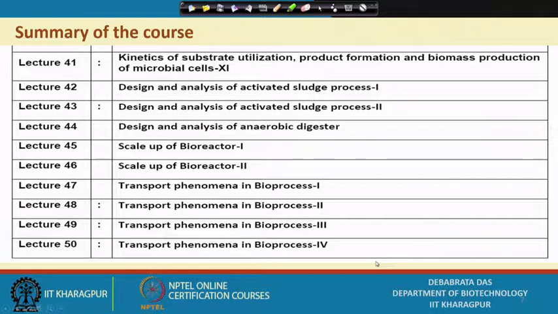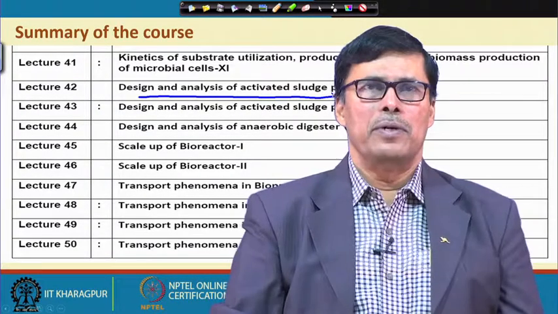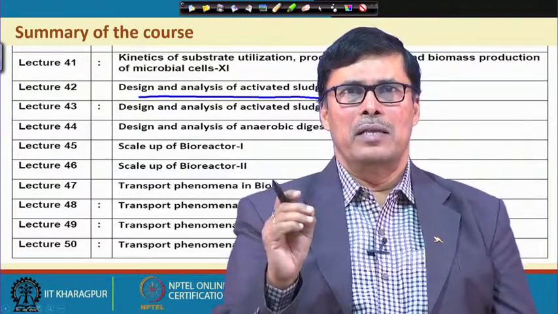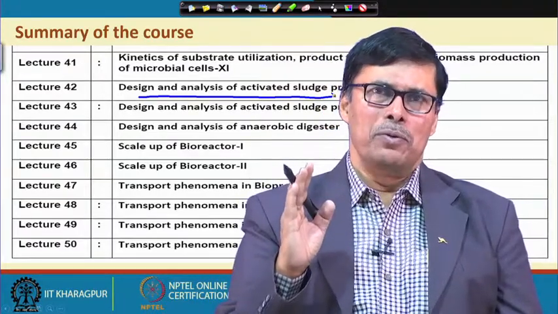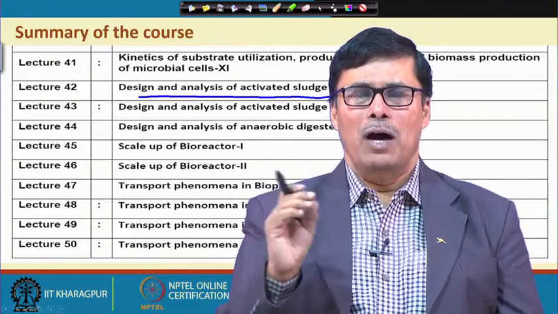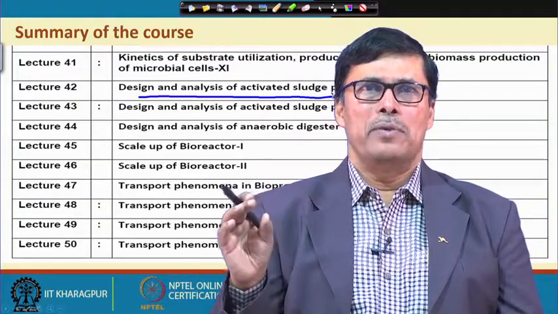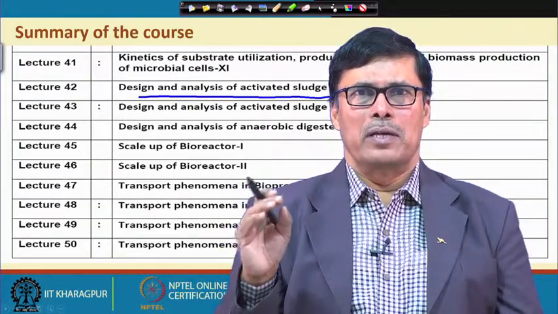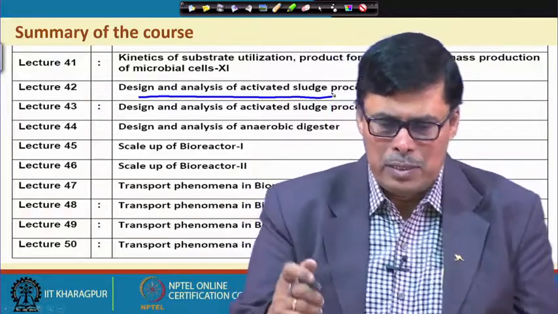Now after having all this information, we switch over to the process design, the design and analysis of the activated sludge process. We have taken this as an instance of how, when you take a particular process, the process design can be done, and how the different operational parameters can be monitored or calculated. That we try to discuss in this lecture.